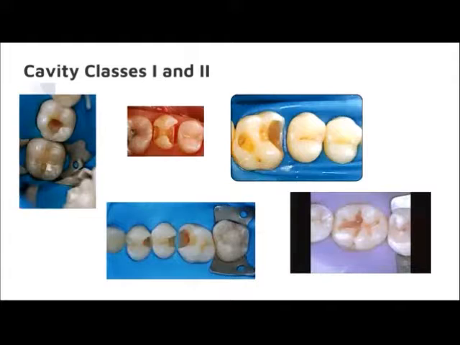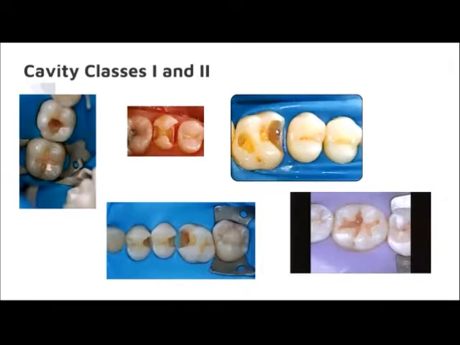All right, so class 1 cavities are in the pits and the fissures of teeth. So here, these are the pits and fissures. These are on the biting surface. So these are class 1 cavities. They're pit and fissure cavities. Class 2 cavities are in between the teeth on back teeth only. So class 1s can be anywhere there's a groove, but class 2s have to be in between on back teeth.